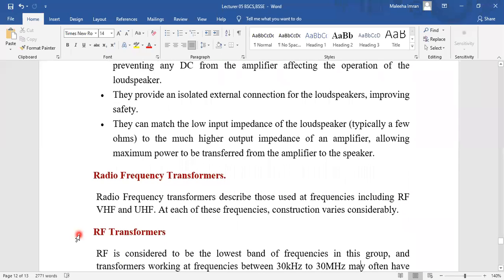We have the radio frequency transformers. Radio frequency transformers describe those used at frequencies including RF, radio frequency, VHF, very high frequency, and UHF, ultra high frequency. At each of these frequencies, construction varies considerably.